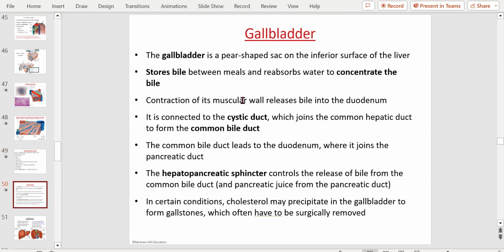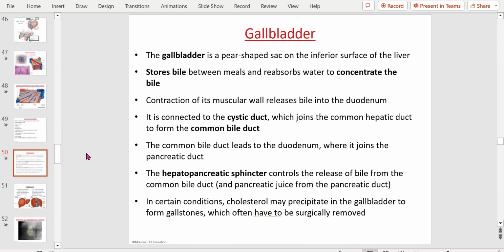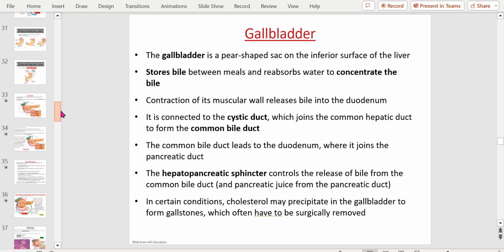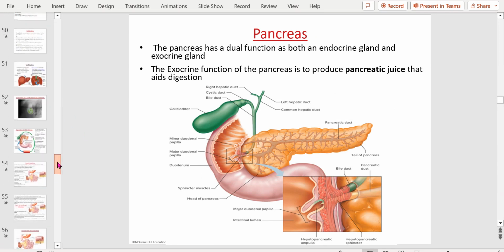The gallbladder is a pear-shaped sac on the inferior surface of the liver. This is where bile storage occurs between meals, and it reabsorbs water to concentrate the bile. Contraction of its muscular wall releases bile into the duodenum. You remember when we saw the, sorry, what slide is that? Slide 50, just so I don't lose it. And you remember there's your bile duct, and that's how the bile gets in, right beside the pancreas.